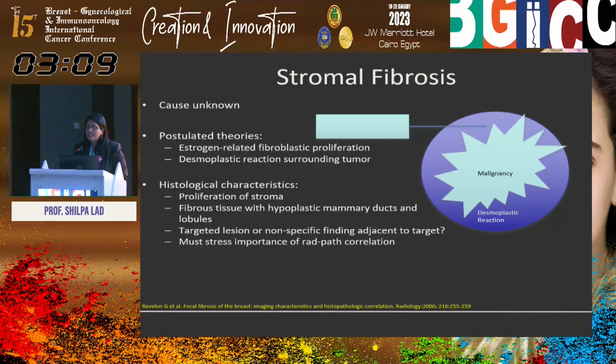Now, last but not the least, stromal fibrosis. What is this stromal fibrosis, and what should we do if we get a diagnosis of stromal fibrosis? So what happens is, when there is any tumor, typically a malignant lesion, there is surrounding desmoplastic reaction, okay? Sometimes this desmoplastic reaction can occur surrounding fibroadenomas also, or surrounding benign lesions also. And therefore, it looks like a spiculated mass, okay? But the center of the lesion may have cancer, and the surrounding region may just have desmoplastic reaction.